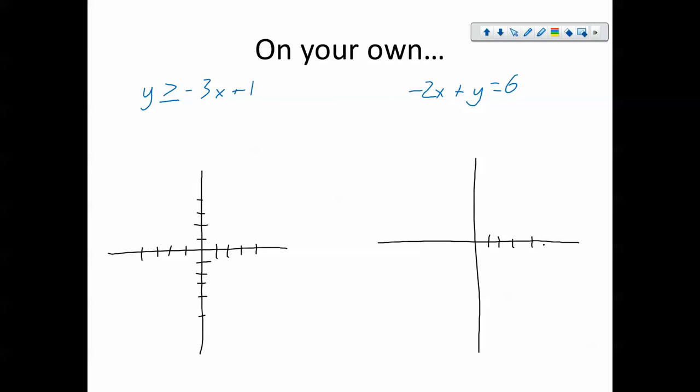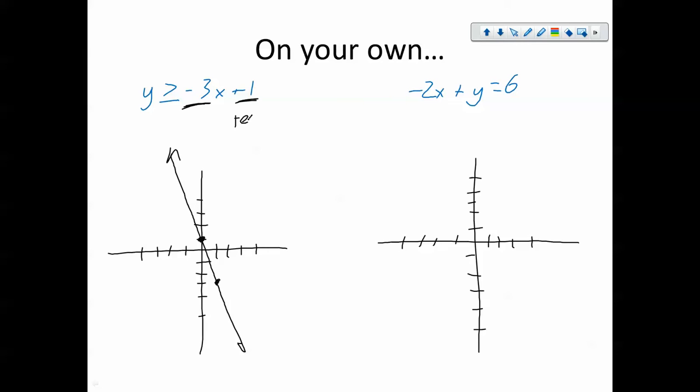The problem on the left is in slope-intercept form. It has a y-intercept of 1, so I'm going to draw a point there. It has a slope of -3, which tells me to go down 3, right 1. Is this a dotted line or a solid line? It is a solid line.